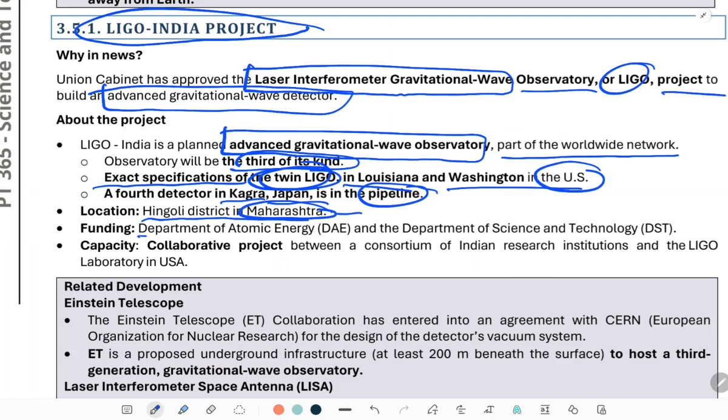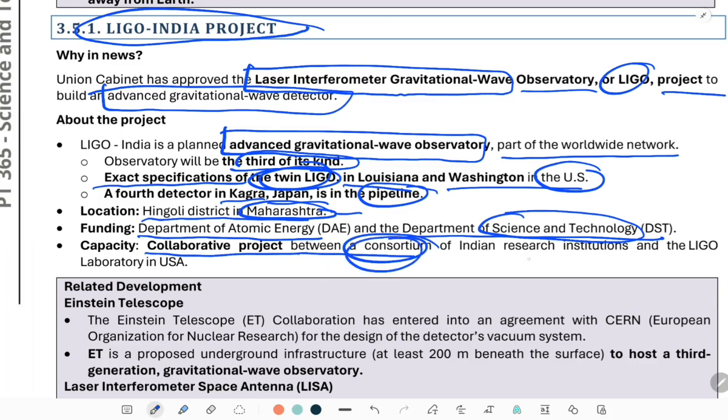funding is by the Department of Atomic Energy and the Department of Science and Technology. This project is a collaboration between a consortium of Indian research institutions and the LIGO Laboratory in the USA.